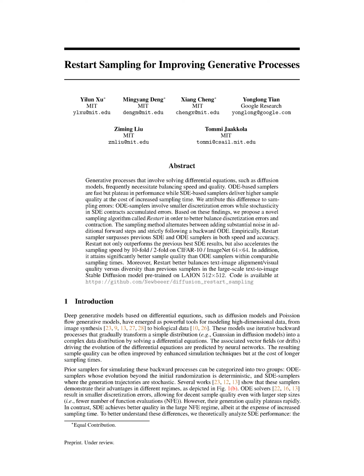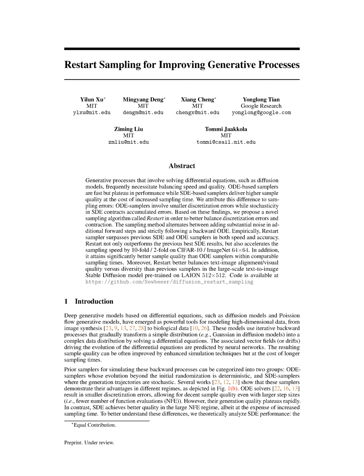Section 1 Introduction. In the world of data modeling, deep generative models like diffusion models and Poisson flow generative models are becoming more prominent. These models use processes that gradually modify a straightforward distribution, like a Gaussian in diffusion models, into a more complex one by solving differential equations. This process is directed by vector fields, or drifts, predicted by neural networks.